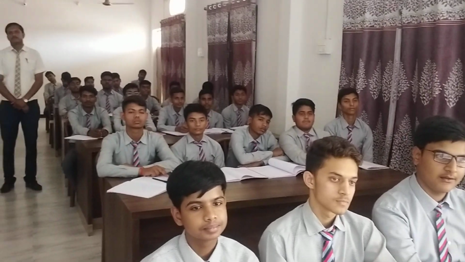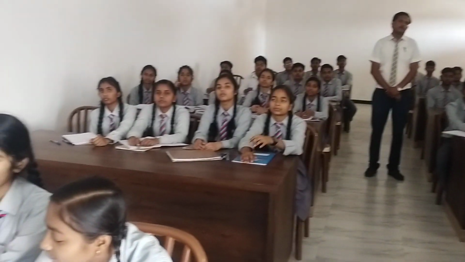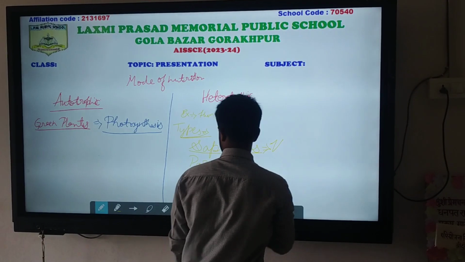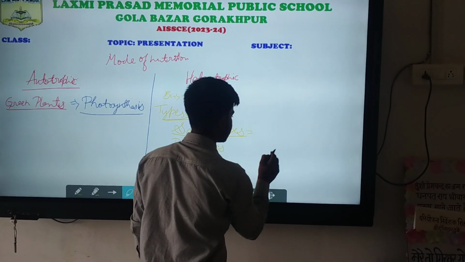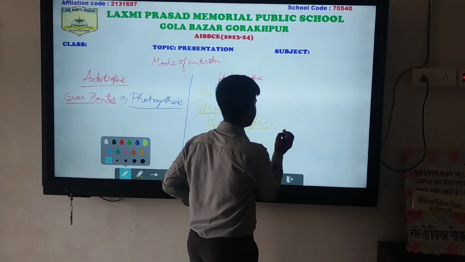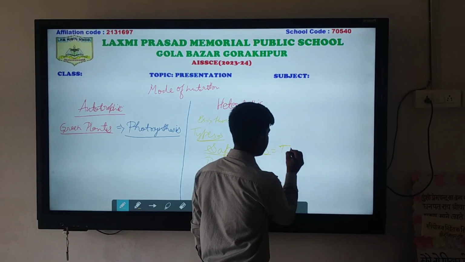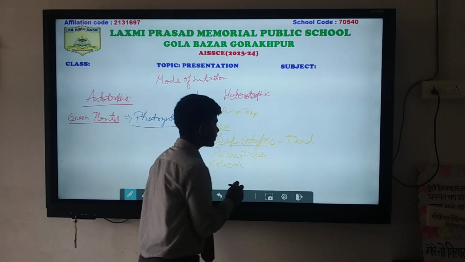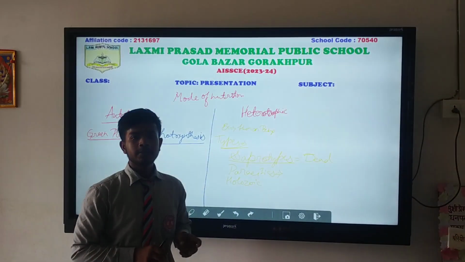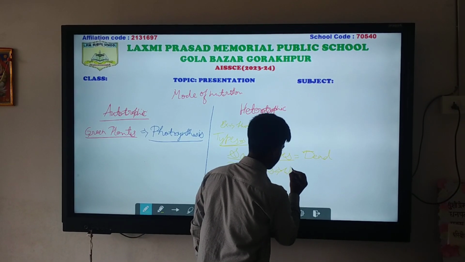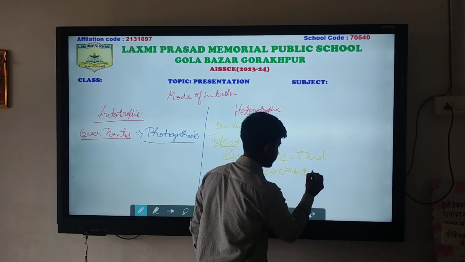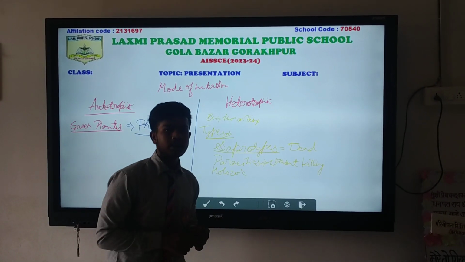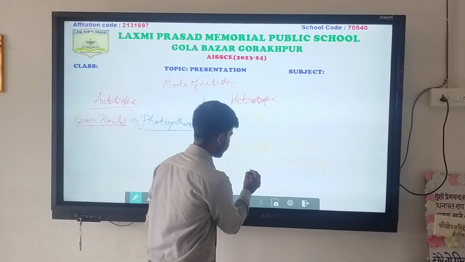In saprophytic mode of nutrition, the organism takes food from dead and decaying organisms. In parasitic, the organisms take their food from the host body without killing it. And in holozoic, the organism takes whole food for their survival.